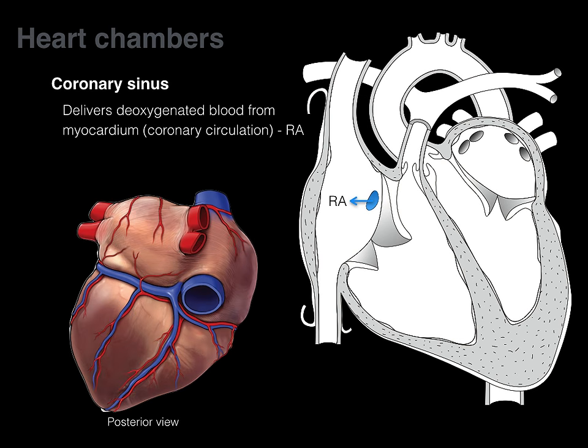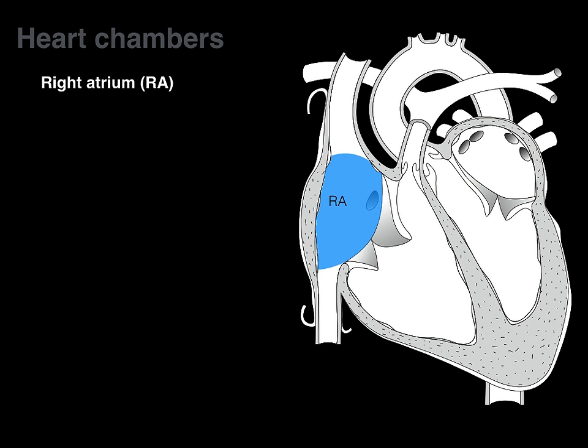So if we look at this posterior view of the heart, there is the coronary sinus draining over and the blood dumps into that right atrium. There. Okay, so now the right atrium, its function, it's one of these chambers of the heart, is to receive all deoxygenated blood from the body, from the SVC, the IVC, and from the coronary sinus.